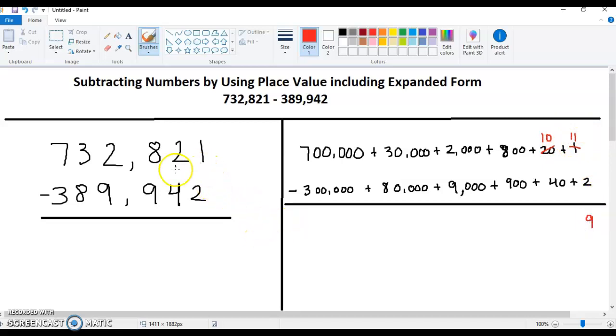So you come over here, you borrow that set of 10, leaving you with one set of 10. You take that set of 10 and give it to the units, and you have 11 units minus 2, which is 9. And then you start over all the way down the line. So the next one, you have a set of 10, take away 4 sets of 10, which is like 10 minus 40. Can't do it because 40 is bigger than 10. So what you do is you go to the hundreds.